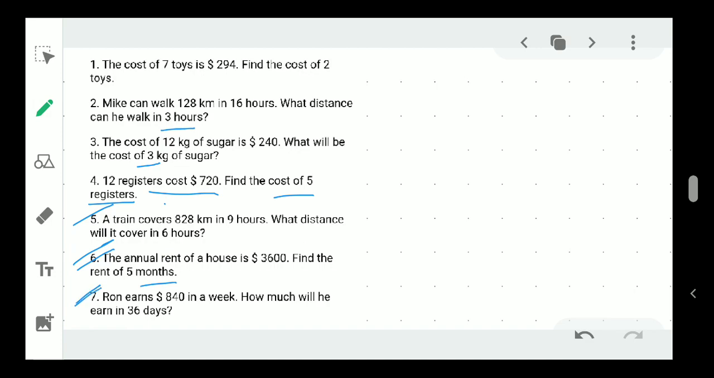So last one, Ron earns $840 in a week. How much will he earn in 36 days? So see one thing, what I have to find out. If that is right hand side, there will be earnings. Okay, so how much is earned? Acha. One more thing, if he works more days, he will get more money. So that means if one term is increasing, another term is increasing. So proportionality is there. So again we will go for PDM, proportionality division multiplication. Earnings will be that side.